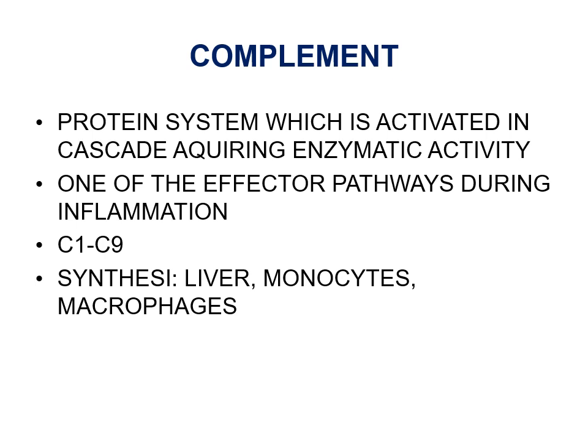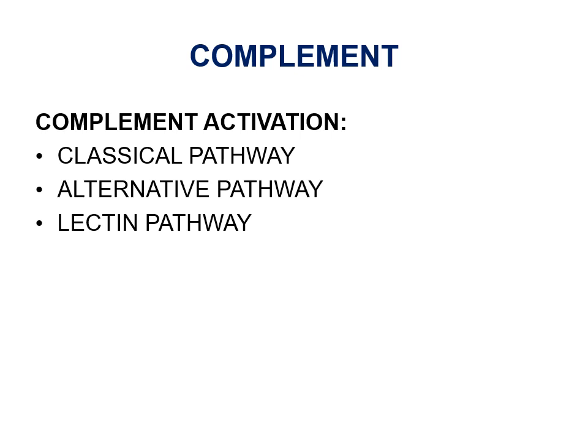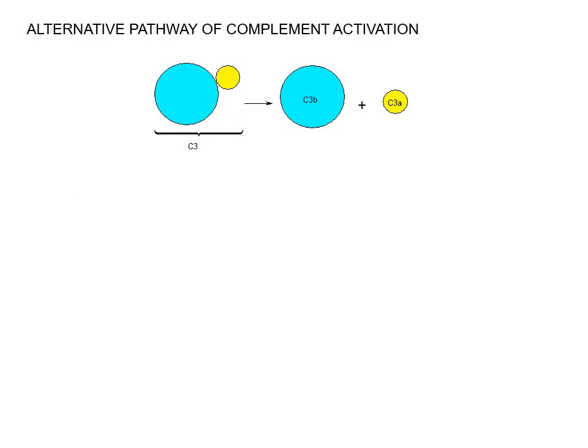Complement is a protein system which is activated in cascade and acquiring enzymatic activity. It's one of the effectors during inflammation, and synthesis is mainly in the liver. Parts can be synthesized in monocytes and macrophages, and the components are called C1 up to C9. There are three ways of component activation. We already mentioned it. So there is the classical pathway, alternative pathway, and lectin pathway.